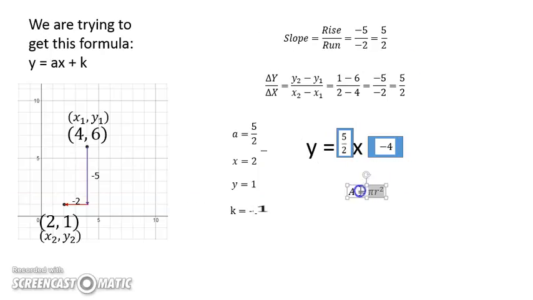I can type it in, y equals 5/2 times x minus 4. And that should give us our line. So let's go and test it out.